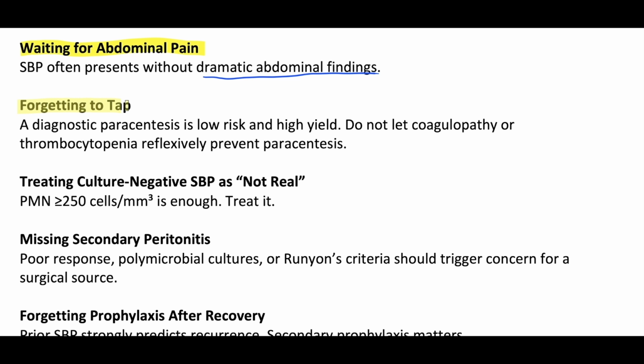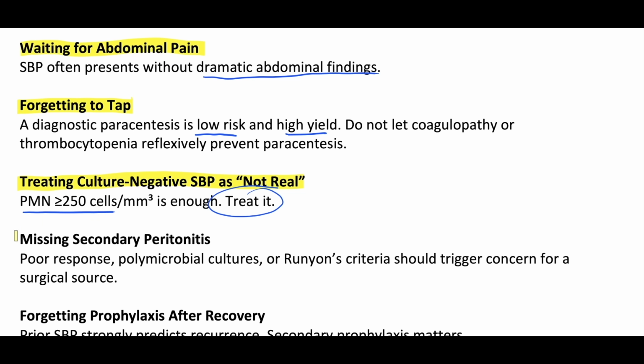Pitfall number 2, not doing a paracentesis, right? A diagnostic paracentesis, if done right, is low risk and high yield. Even in potential coagulopathy or thrombocytopenia, depending on the degree and what's going on, you can often still do a paracentesis. So do not delay tapping someone who you've admitted with decompensated cirrhosis and ascites, barring other clinical circumstances, right? Obviously, there's limits to that statement. Okay, pitfall number 3, treating culture-negative SBP as if it is not real, right? SBP diagnosis is PMNs greater than 250 cells. Treat it, right? Even if the culture is negative, you should still treat it.